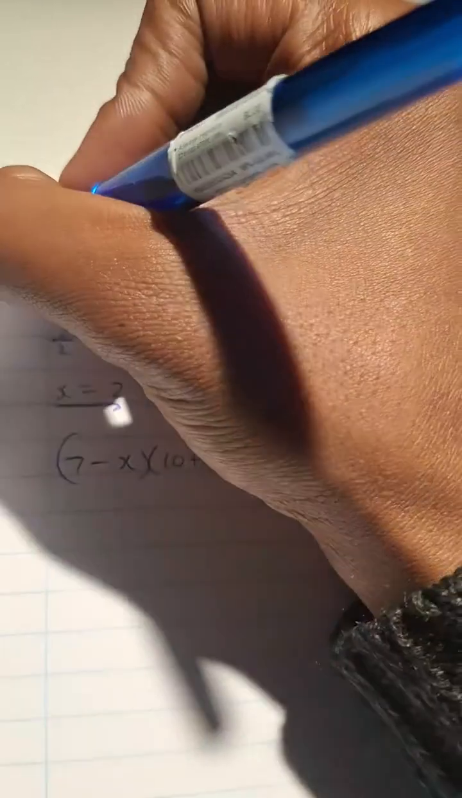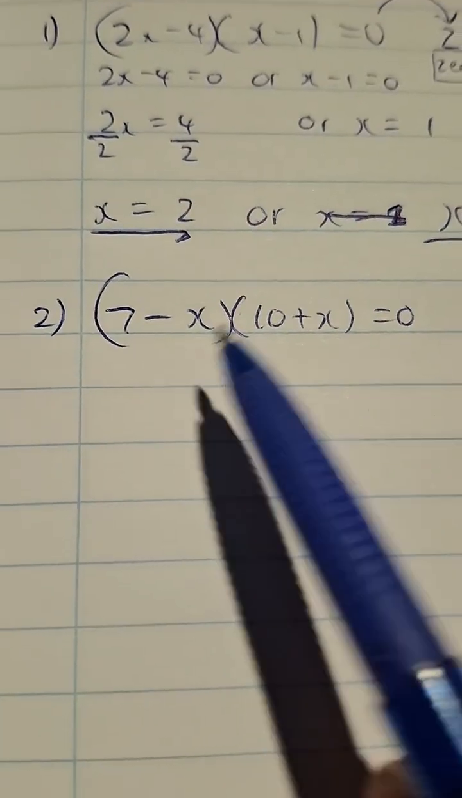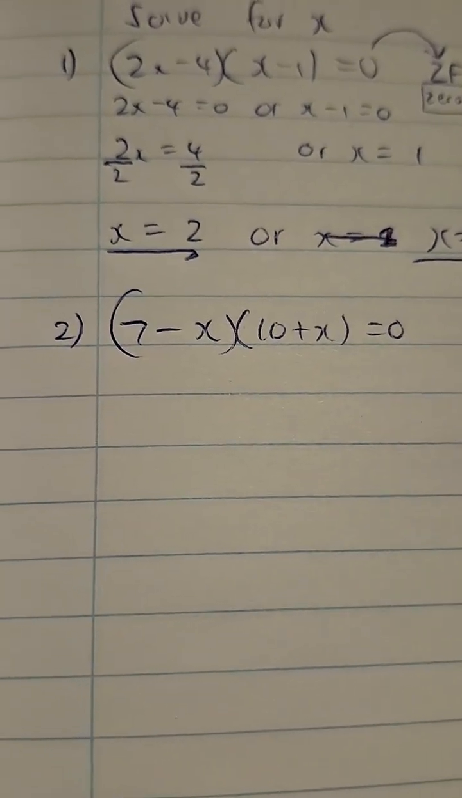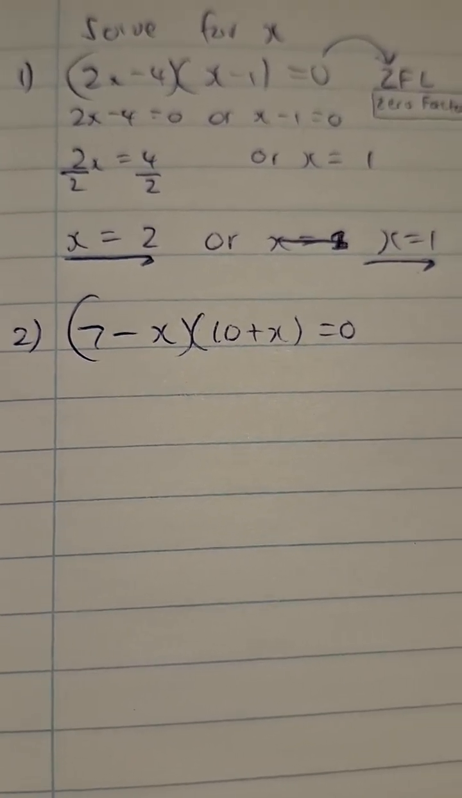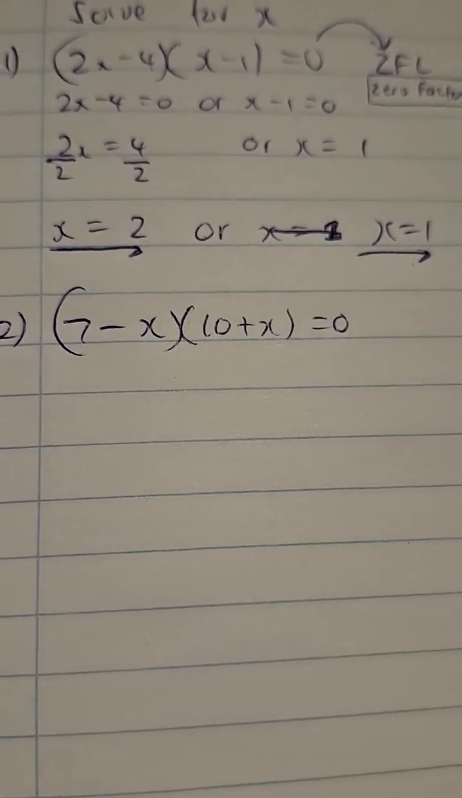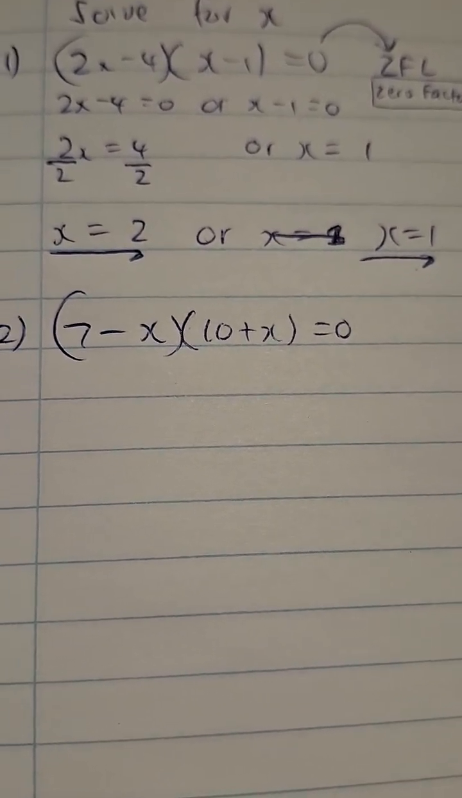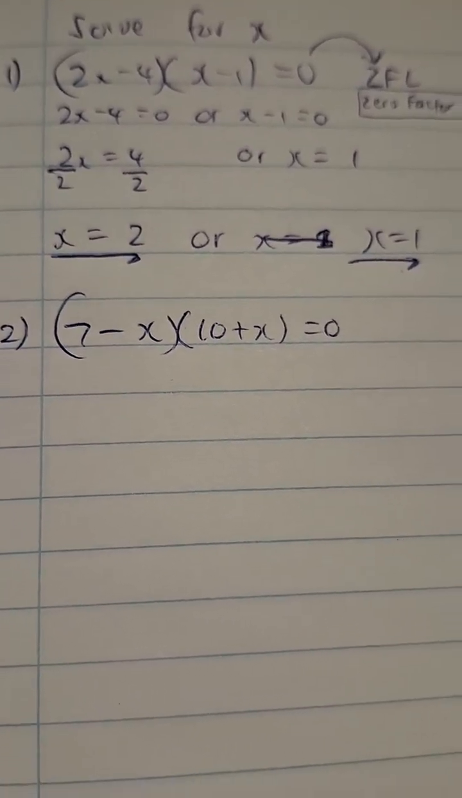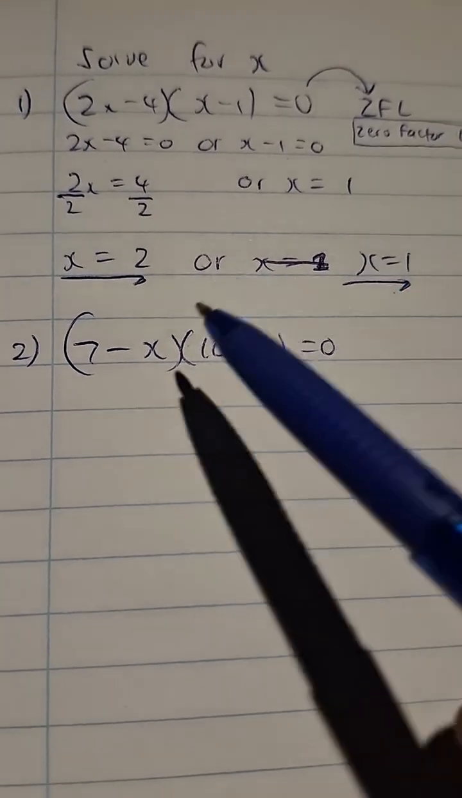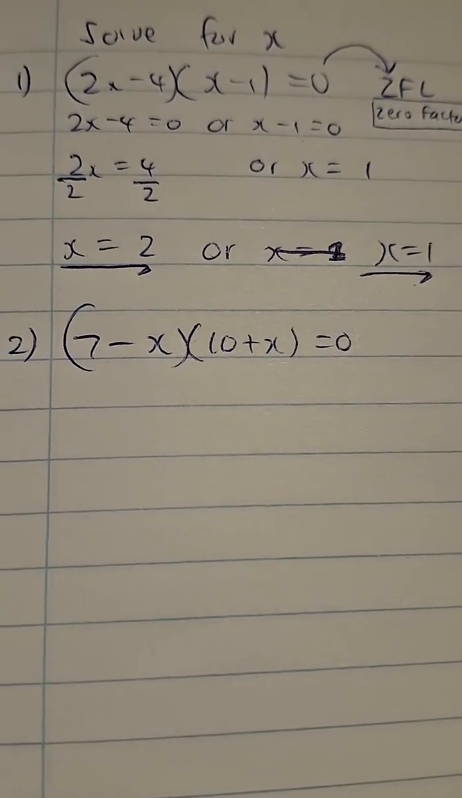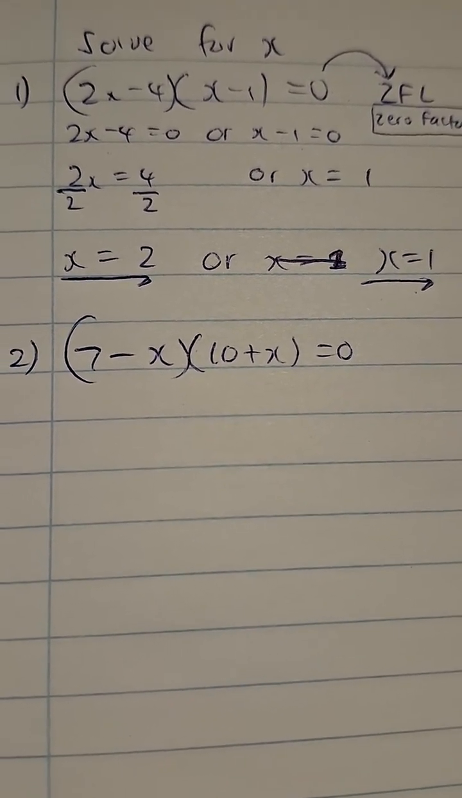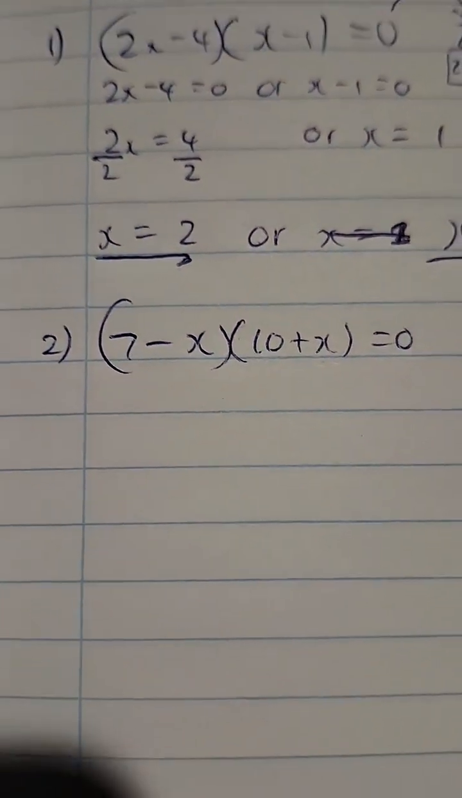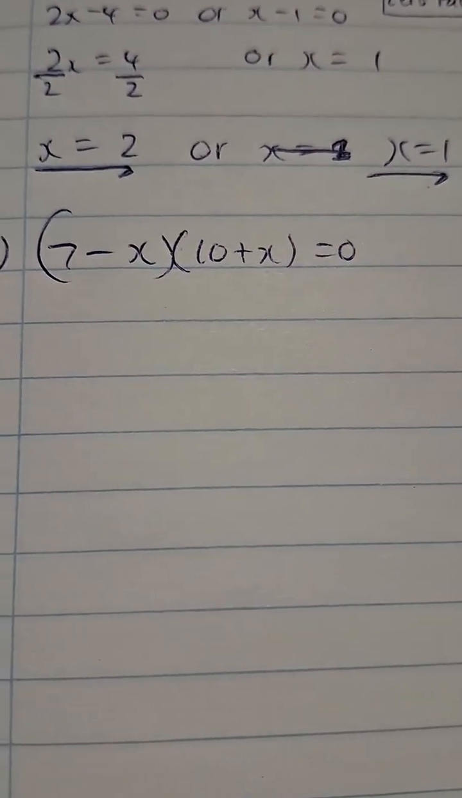A very similar question to that one is this one. Anyone who would like to can come on as a guest, please. Please come on, guys. Let's do the maths together. Anyone wants to lead me through this question? 7 minus x into 10 plus x is equal to 0. How do we solve for x for this particular question?